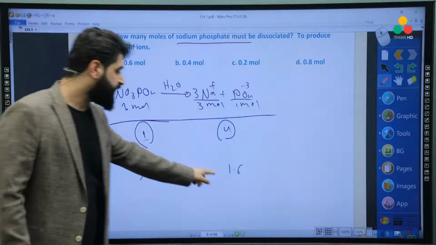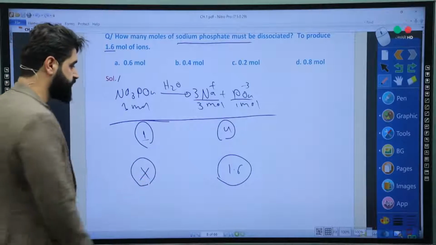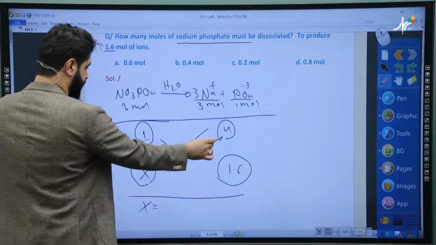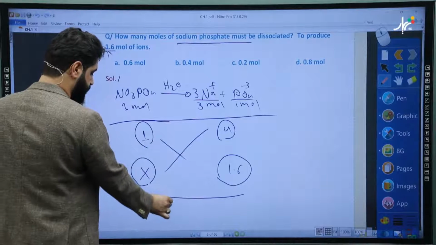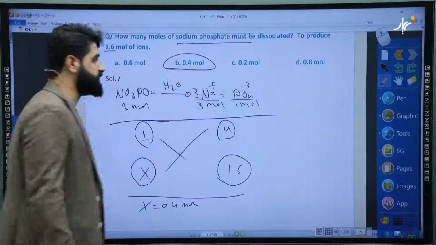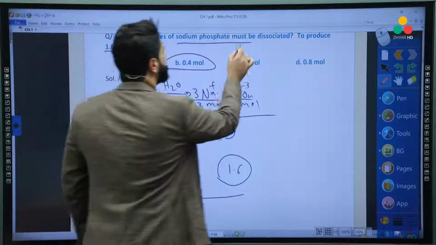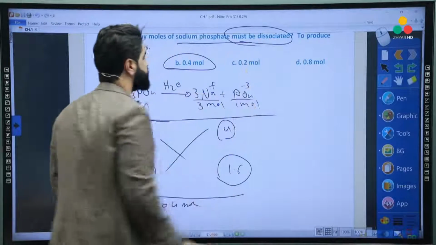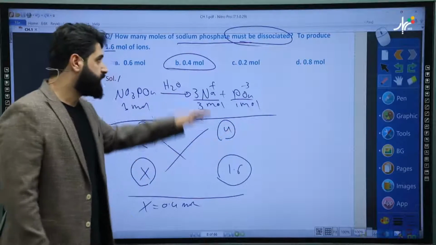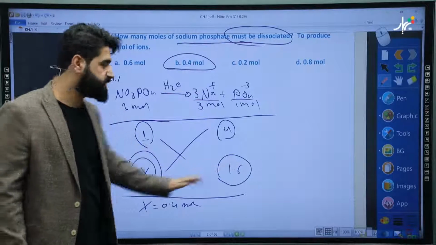But what if we have 1.6 mole of ions? How many moles of that compound must be dissociated? X. Then cross product, X equals 1.6 divided by 4, it will be 0.4 mole. So the right answer is B. B is 0.4 mole. So please be careful if you see this phrase must be dissociated. That means here is unknown. If you see must be dissociated, here is X. So this side is known.